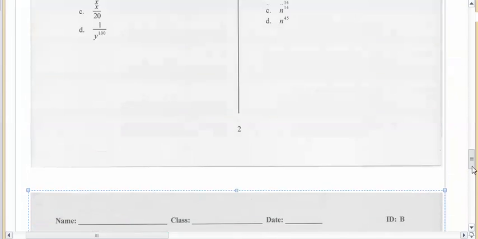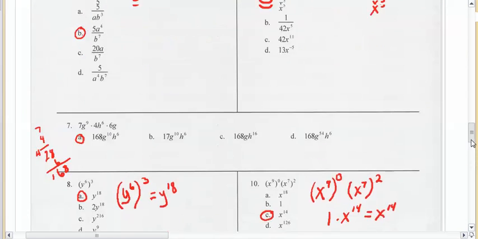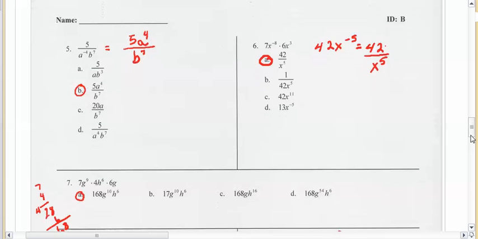Okay, now we're going to go, kind of did this backwards, going to go up. Number 5, the negative exponent goes to the top, the b to the 7 stays at the bottom, the 5 stays at the top. It's letter B. Number 6, two numbers are multiplied, we get 42, and then we got negative 8, positive 3, add those together, we get negative 5, but we're going to make it a positive exponent by putting it at the bottom of our fraction, so it's letter A.